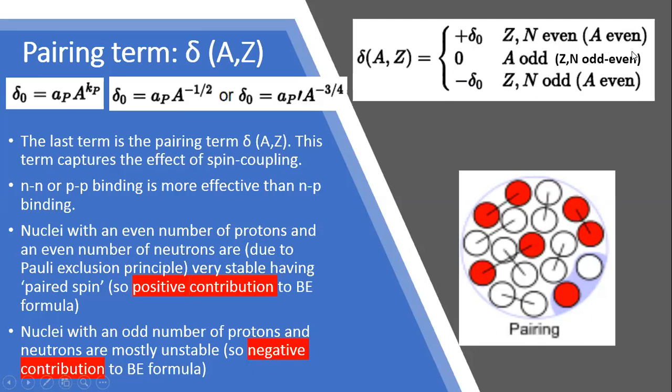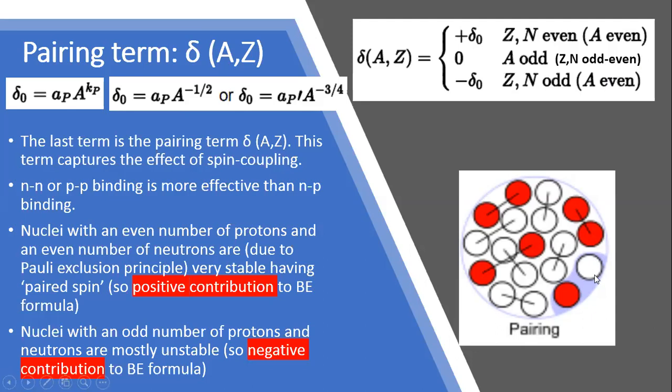So the third or the fourth case is when A is odd, or you can say when Z and N are odd or even. So there may be two possibilities: when the number of protons is odd and the number of neutrons is even, or the number of protons is even and the number of neutrons is odd. So even will be the paired and the odd will be the unpaired.